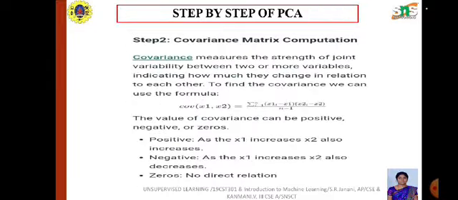Coming on to step 2, covariance matrix computation. Covariance measures the strength of joint variability between two or more variables, indicating how much they change in relation to each other. To find the covariance, we can use this formula: Cov(x1, x2) = sum from i=1 to n of (x1i - x1 bar)(x2i - x2 bar) divided by (n - 1). If the value is positive, as x1 increases, x2 also increases. If the value is negative, as x1 increases, x2 decreases. If we get 0, there is no direct relationship between the variables.